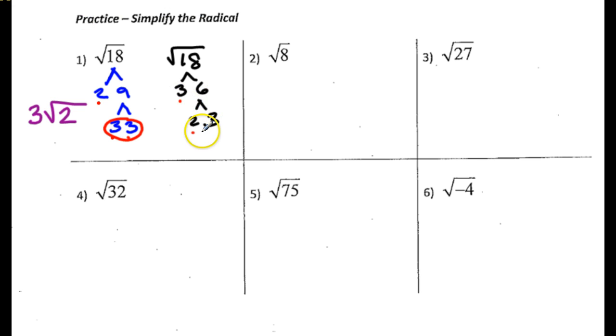Now I look at my dead ends. I got 3, 2, 3 at the end. It's like a tree branch at the end, right? And I still have a pair of 3s. So the 3 will still come out. This 2 will still stay in. So it really doesn't matter how you break it down, as long as you break it down all the way and then find your pairs.